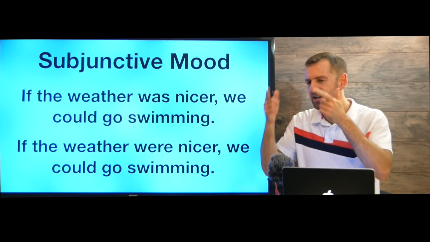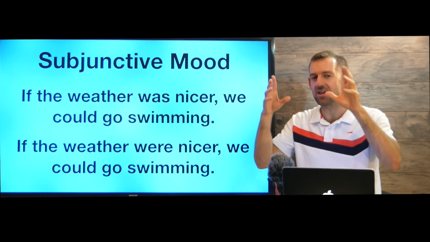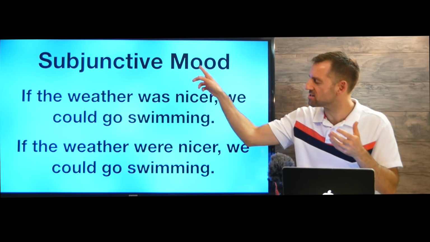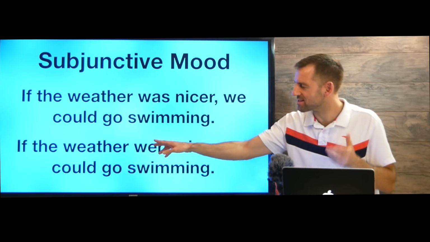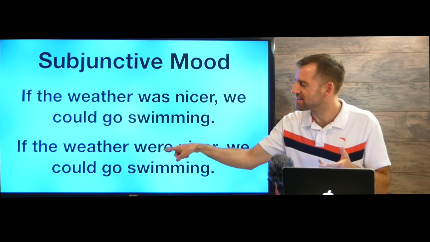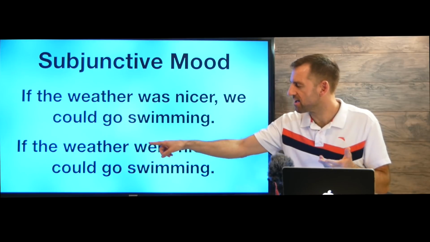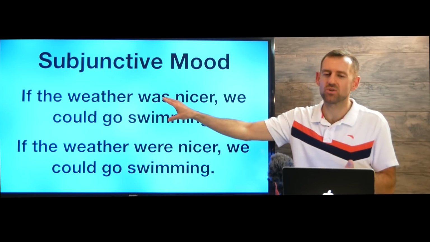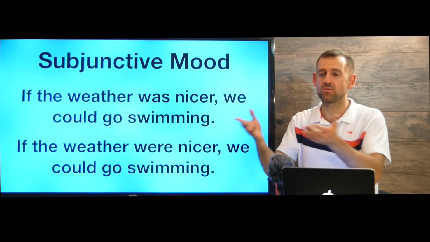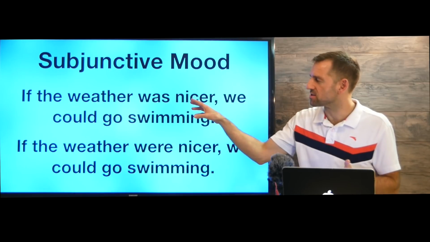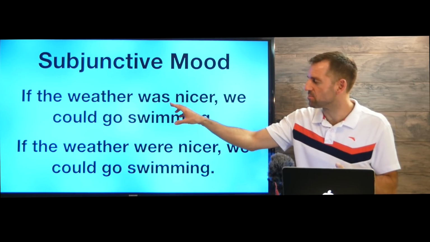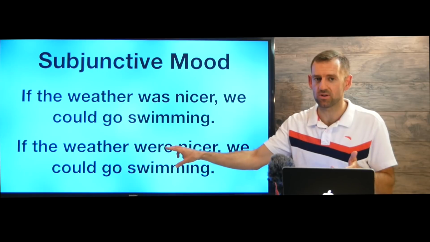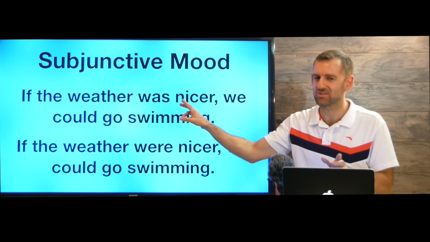And when we're talking about that kind of hypothetical situation, that's called the subjunctive mood, and technically we should use this form of the verb, if the weather were. But like I said, I say this all the time, and I hear other native English speakers say this all the time. In fact, I would say this is more common than this one. I'm not sure, but I think so.